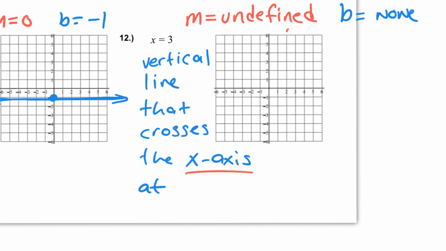at x equals 3. So if we go to our x-axis and find x equals 3 right there, okay, we plot that point and we just draw a vertical line through it. So we don't have to worry about rise over run. We don't have to worry about a y-intercept in this case. We are just drawing a vertical line that passes through the x-axis in this case at x equals 3.